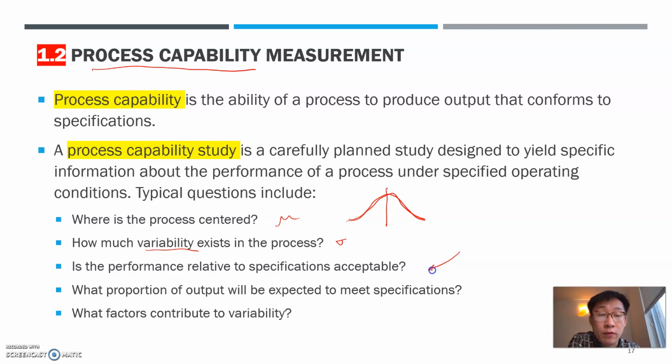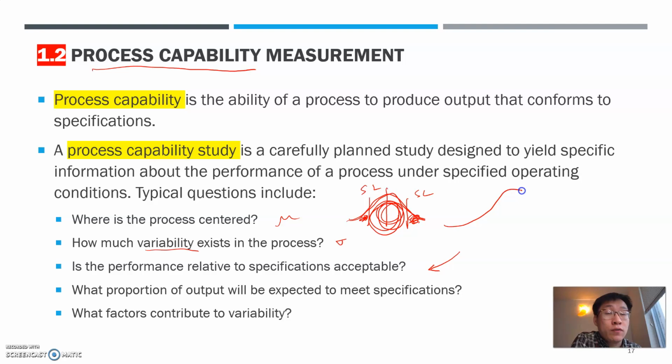This is one thing that's very important. If your specification limit is here, it means all these things will be considered as defects, which is huge. So we'd like to know the size of these areas outside of the specification limit. What proportion of output will be expected to meet specifications? That means what is the proportion before it gets to the specification limit, and what factors contribute to the variability.